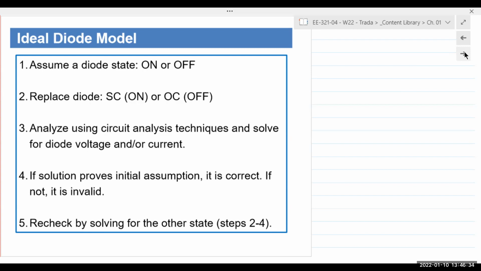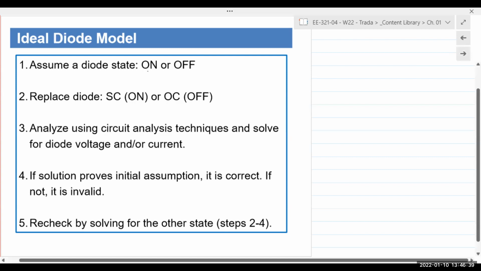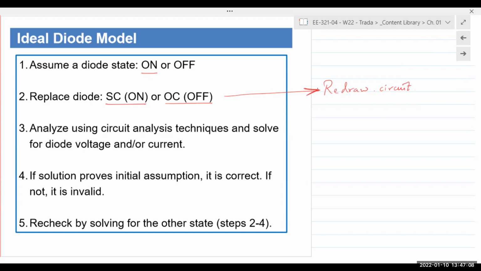So first you assume a state, whether a diode is on or off. When it's on, you replace it with a short circuit. When it's off, you replace it with an open circuit. And then you redraw the circuit diagram after replacing. Then you analyze using your normal circuit analysis techniques, and then you solve for the diode voltage or the diode current.